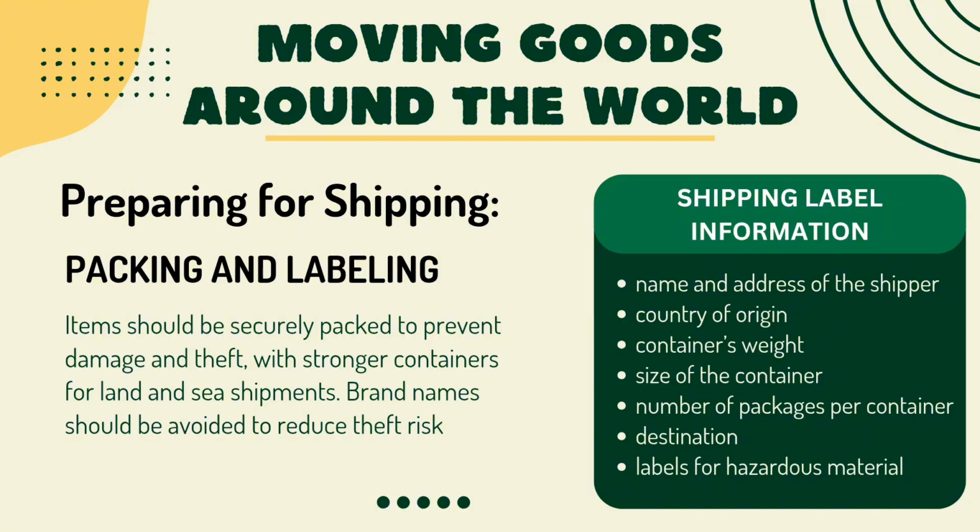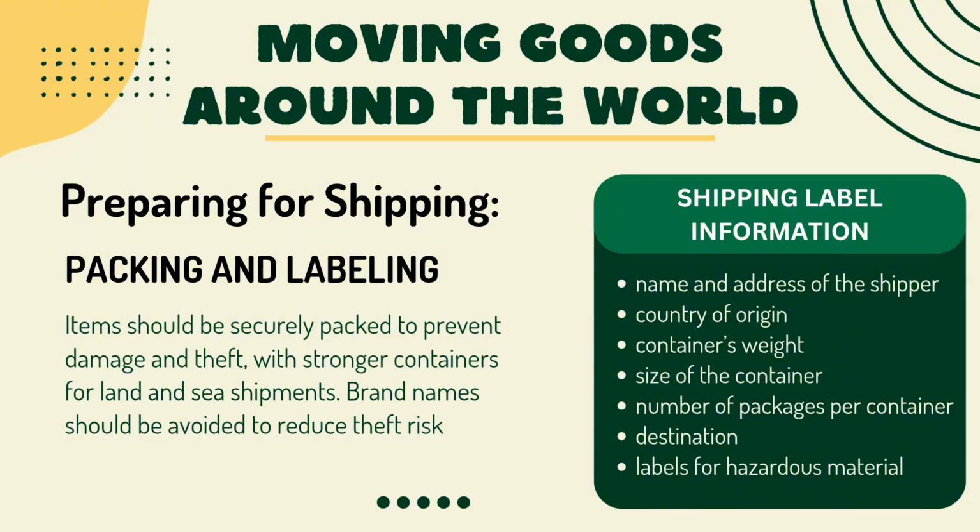Preparing for shipping. Before shipping goods internationally, businesses must ensure they are properly packed and labeled. This step is crucial to prevent damage, reduce theft, and comply with international shipping regulations. Key labeling requirements include the shipper's name and address to identify the sender. Country of origin. It indicates where the product was manufactured. Container's weight and size. It helps in handling and loading.